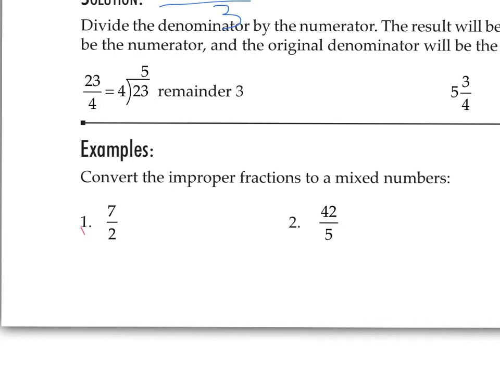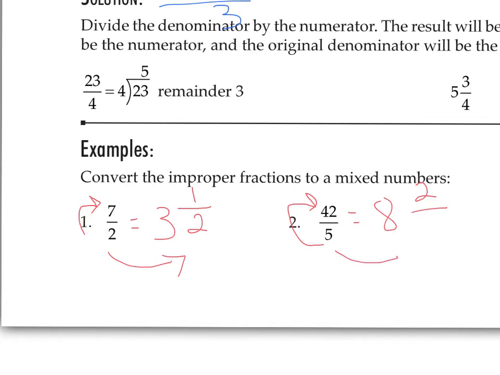How many 2's are in 7? So 2 goes into 7 3 times. That's the whole number. 3 times 2 is 6, so there's 1 left over. And the denominator always stays the same. So this is 3 1/2. 5 goes into 42 8 times. 5 times 8 is 40, so that means there's 2 left over, and the denominator stays the same.